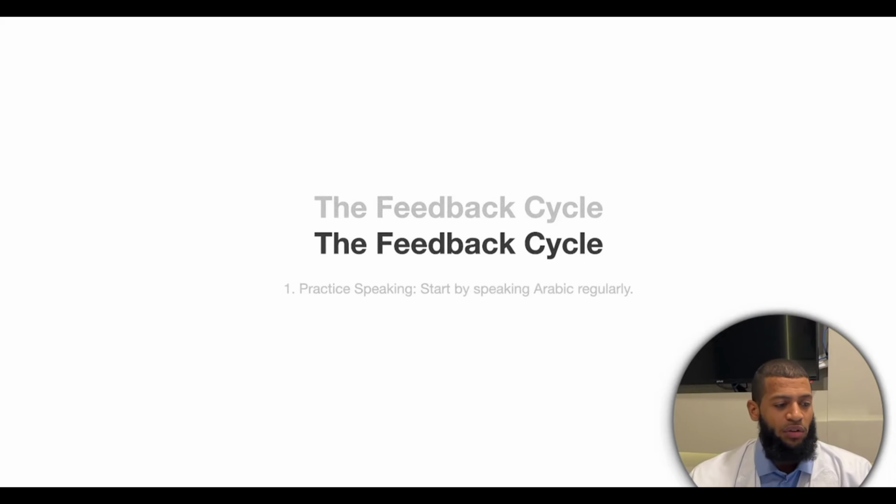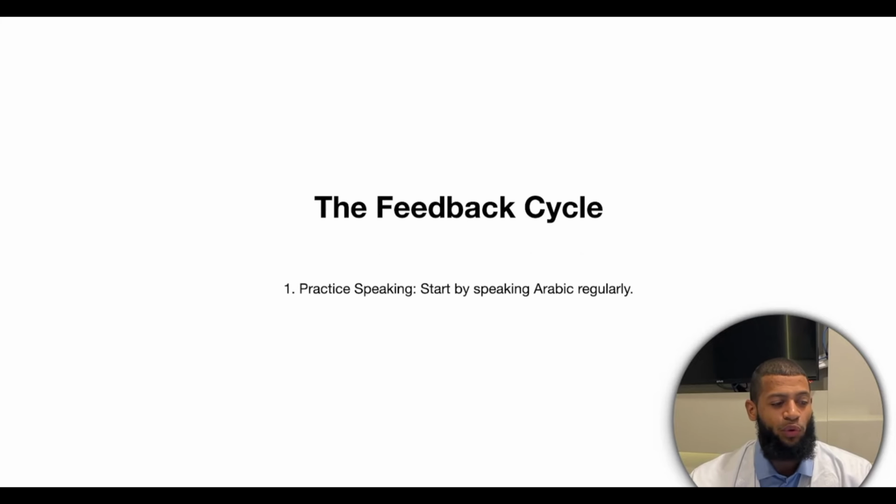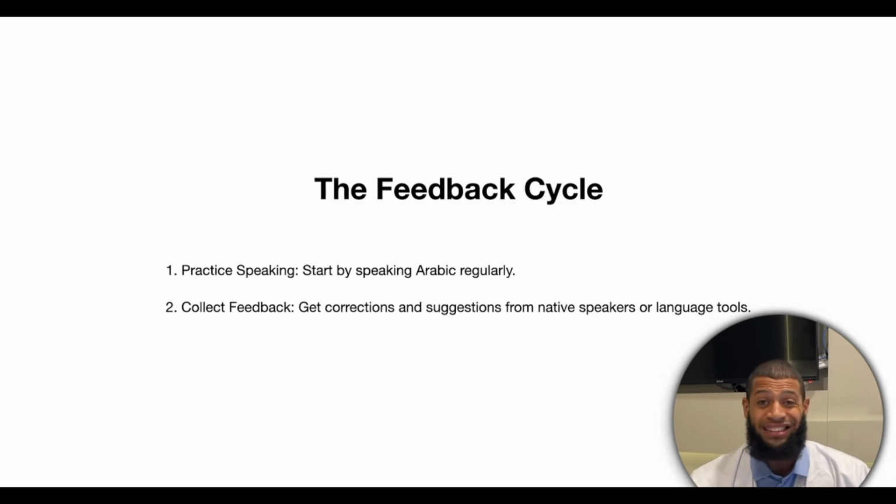So the concept that you need to use is very simple, and it's called the feedback cycle, right? So the feedback cycle, how it will work is the first step is practice speaking, just put it in practice, whether you're speaking or, as we said, you might be writing. All right, so start by speaking Arabic regularly. Then second step is collect feedback. Get corrections and suggestions from native speakers or people that have learned the Arabic language or language tools.